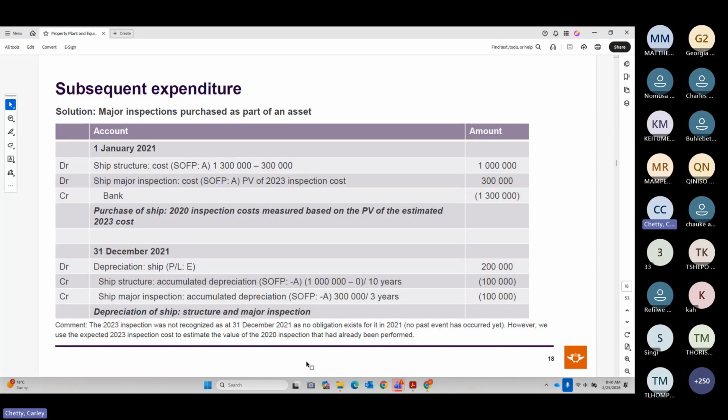So there's been no past event that's occurred. However, we are just using the expected 2023 inspection cost to estimate the value of the 2020 inspection that has already been performed. So we are just using the estimated cost of the 2023 inspection to work out the value of the inspection asset that we already have. Okay. So that is how we account for a major inspection when it is purchased as part of an asset.